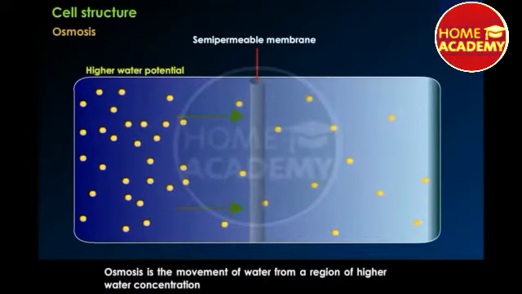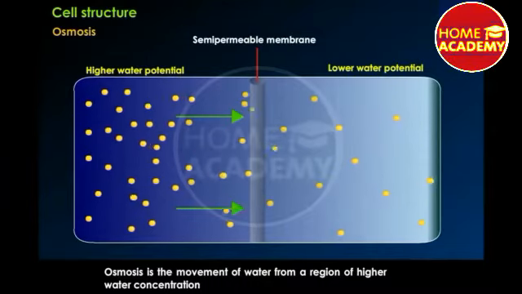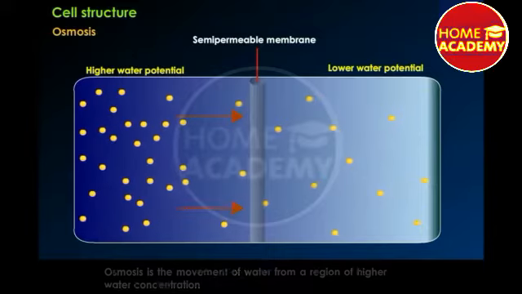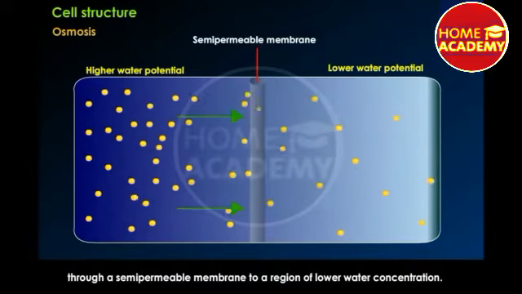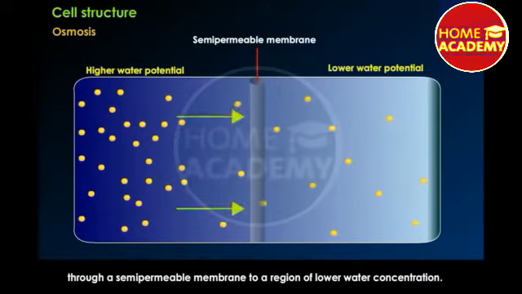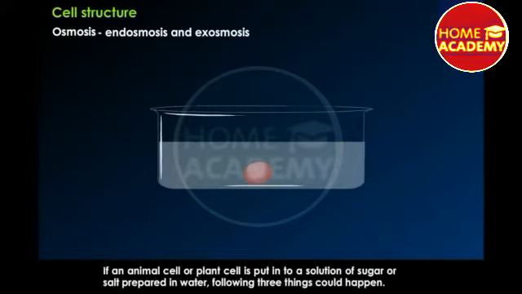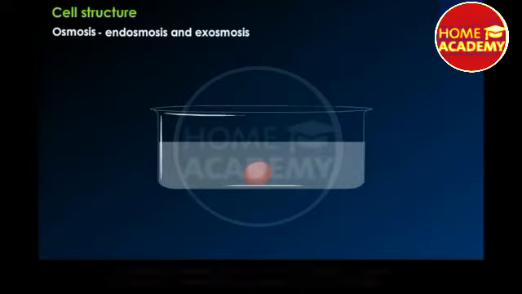Osmosis. Osmosis is the movement of water from a region of higher water concentration through a semi-permeable membrane to a region of lower water concentration. Endosmosis and exosmosis. If an animal cell or plant cell is put into a solution of sugar or salt prepared in water, the following three things could happen.